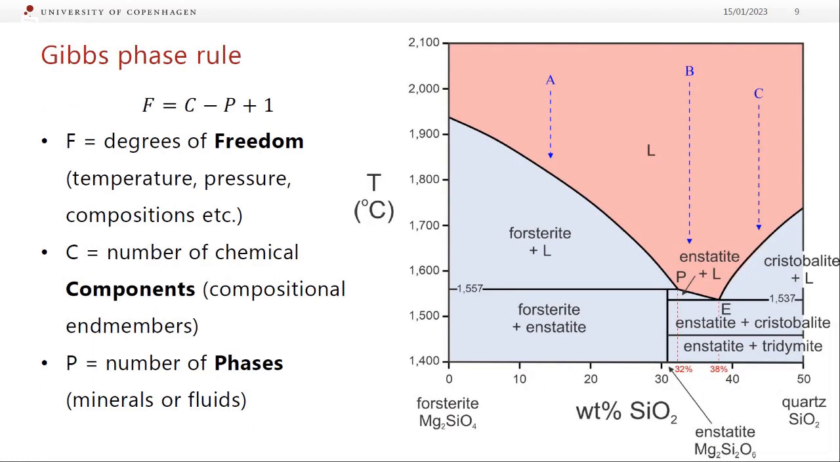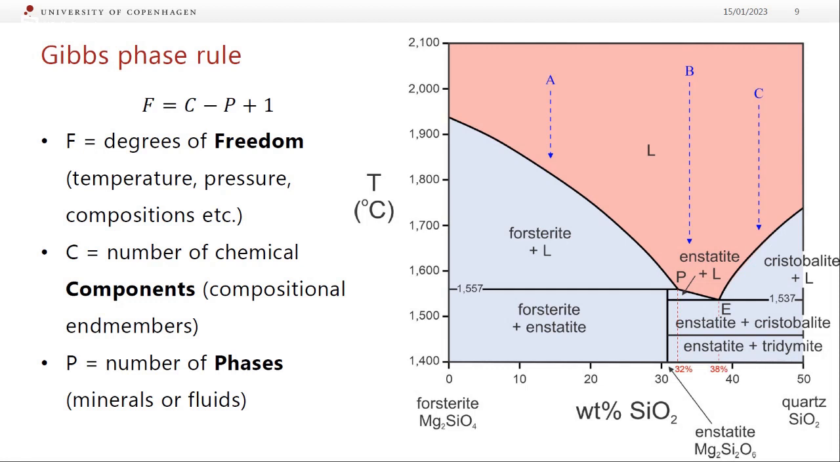Okay. So Gibbs phase rule, really simple to remember. F equals C minus P plus 1. F is the number of degrees of freedom, and these are parameters like temperature, pressure, and composition. C is the number of chemical components, and these are just the compositional end members. And P is the number of phases.